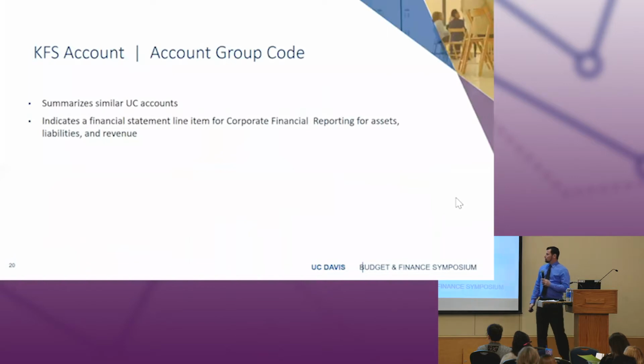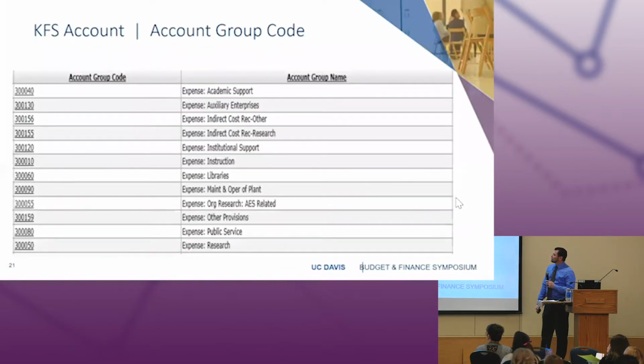So another attribute behind the account, under the UC account, is the account group code, and some characteristics there. It summarizes similar UC accounts, and it's involved in the financial statement line items. So here's an example of account group codes. These are all for the expenses here, different types of expenses. And you can see the number on the left and what it represents on the right. Again, these are things that you're not necessarily going to directly pick, but when you pick the UC account, all these are underneath that.